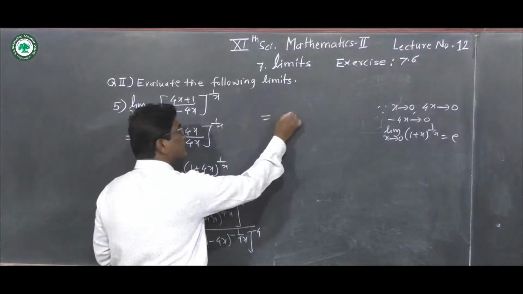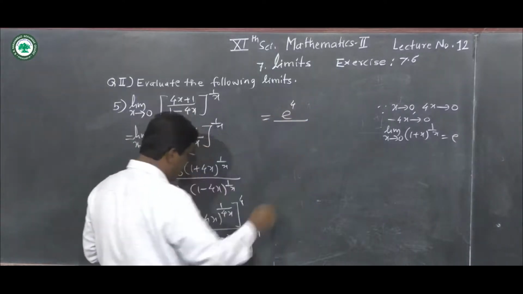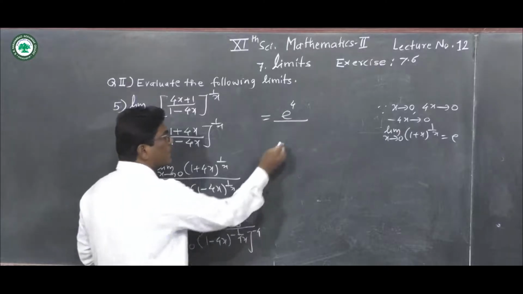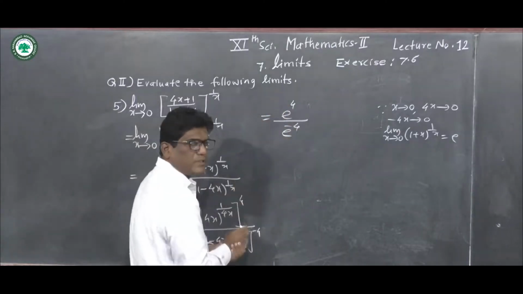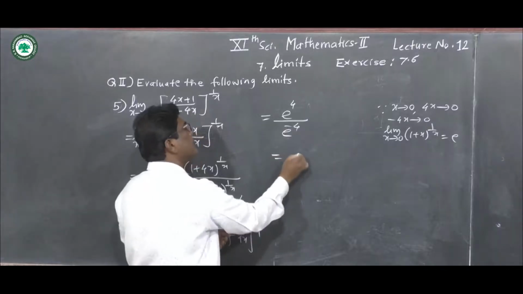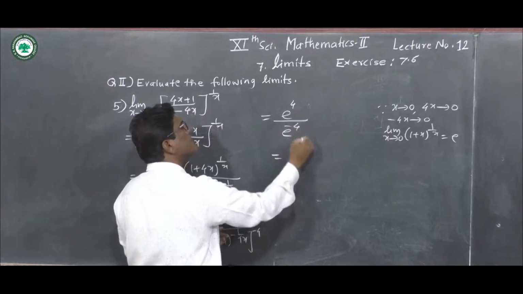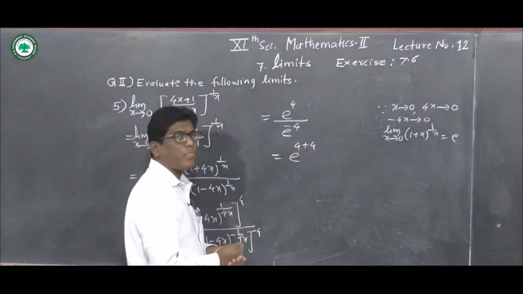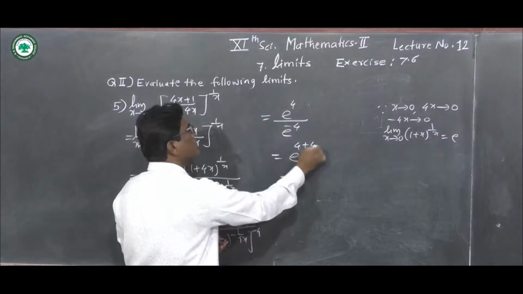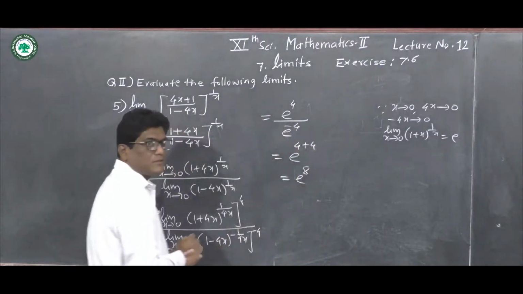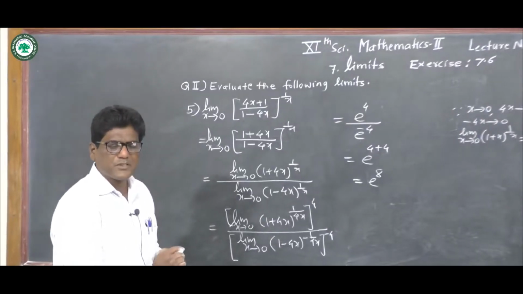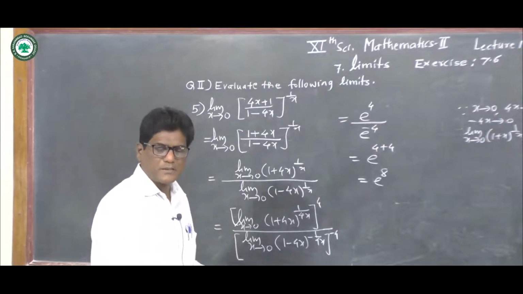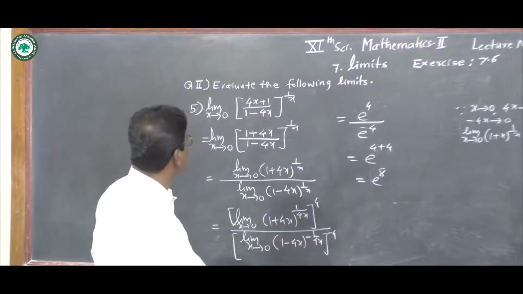So it is equal to e to the power 4 divided by, here also e to the power minus 4. Now carry this minus 4 to the numerator, and therefore we get e to the power 4, this minus becomes plus 4. So it is equal to e to the power 4 plus 4, that is 8. So this is the fifth problem. Now the last problem in this question, question number 2, last problem, limit x tends to 0.